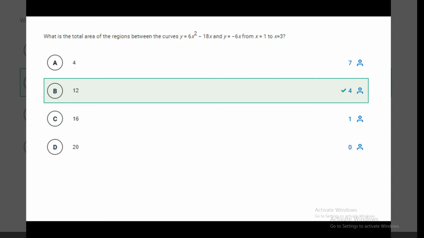Okay, second question that had a fair number of missed at-bats here. What is the total area of the regions? Hint, regions. This is what most people did wrong on this. Between the curves y equals 6x squared minus 18x and y equals negative 6x from 1 to 3.